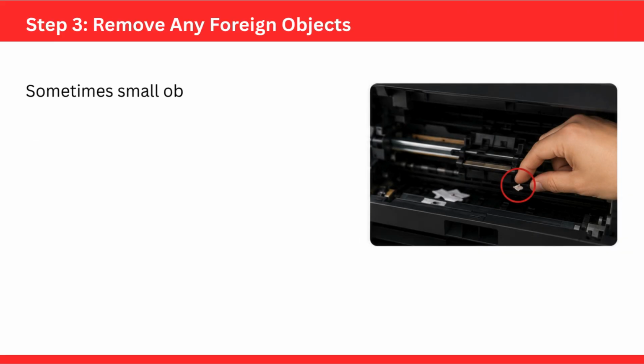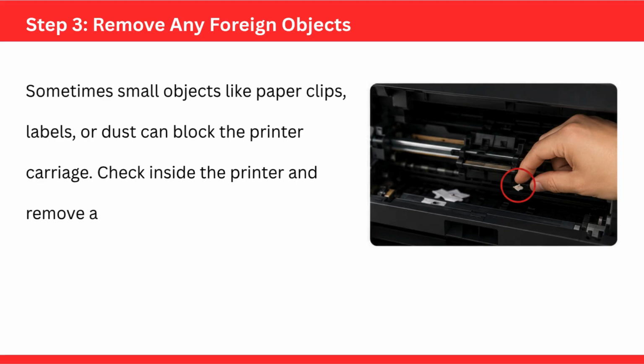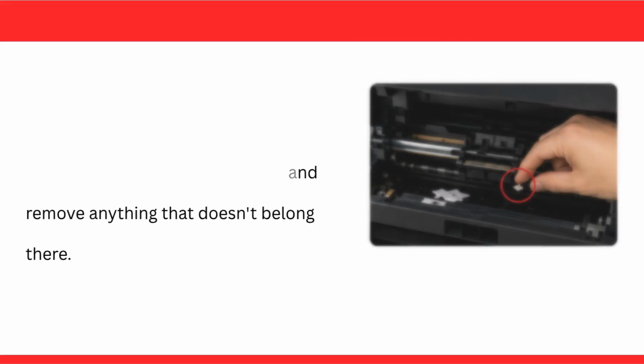Step 3. Remove any foreign objects. Sometimes small objects like paper clips, labels, or dust can block the printer carriage. Check inside the printer and remove anything that doesn't belong there.